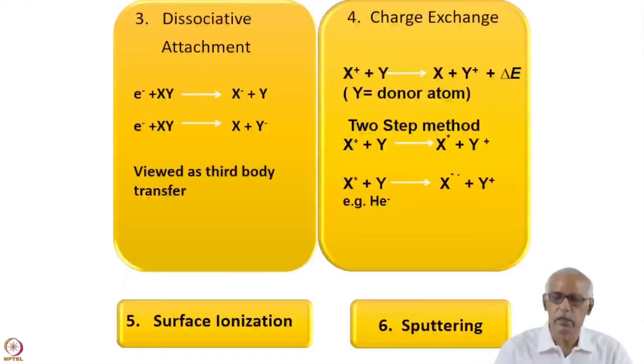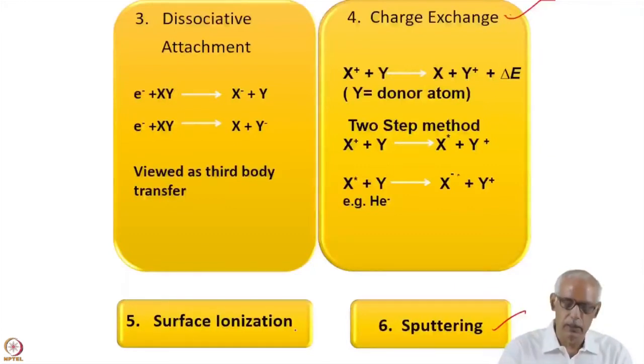Now, as I mentioned, the alpha cross source is based on this. Initially, you make positive ions and then pass them through an electronegative material or gas or vapors, and then they will pick up electrons. So first sputtering is done, and then the electrons are picked up. Surface ionization is another one.